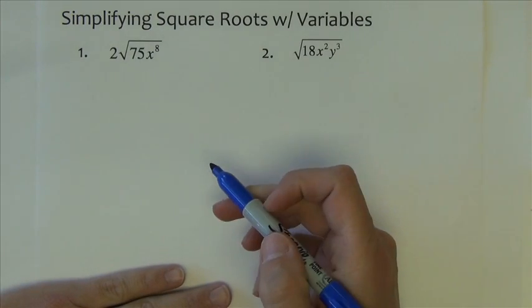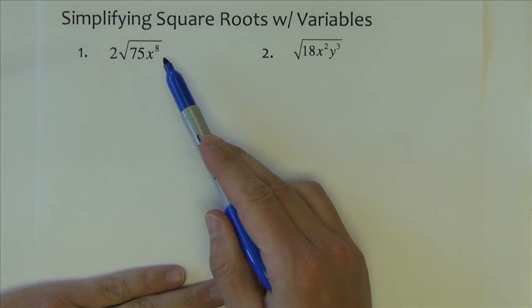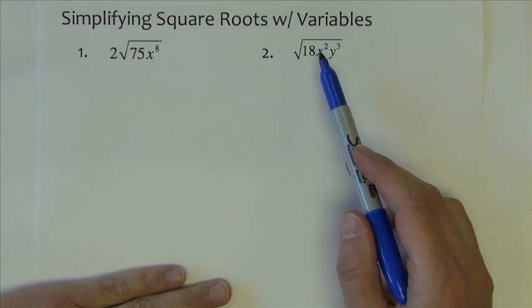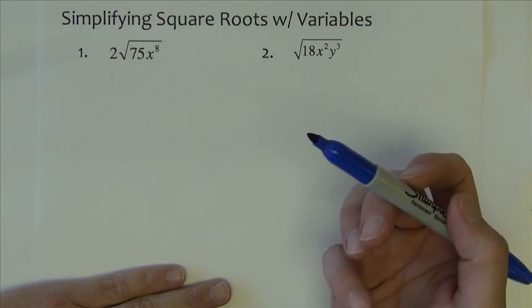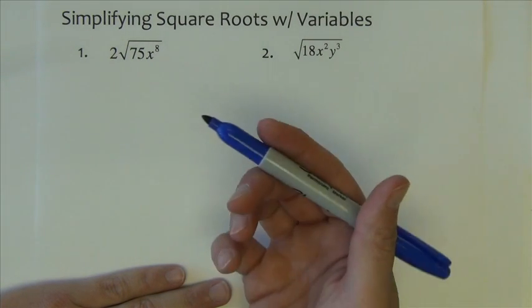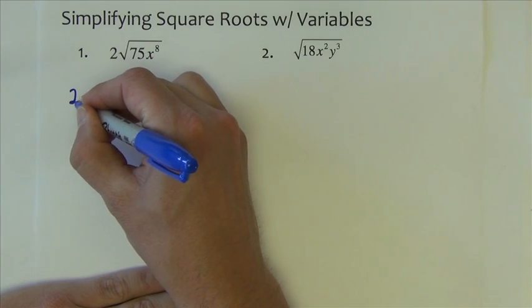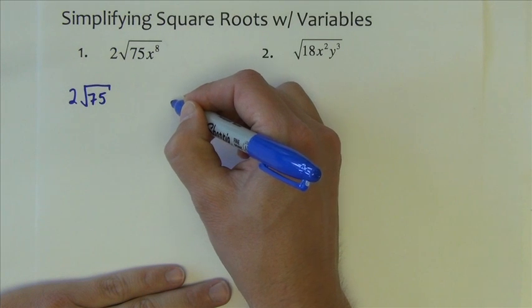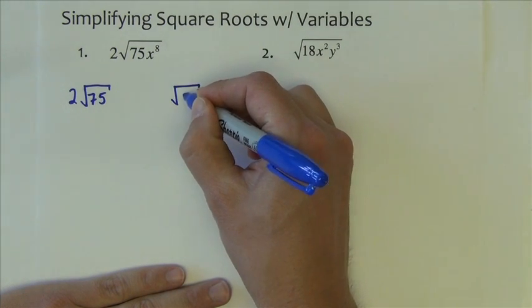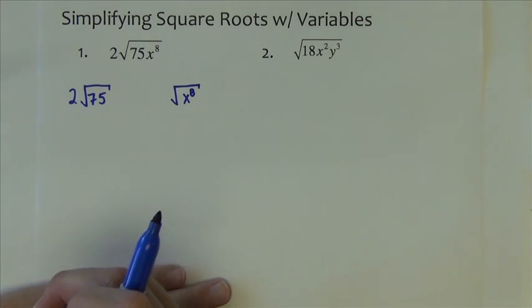Well, so now what about a square root that has variables underneath them? Here we see this x to the 8th. Over here we see this x squared y cubed. How are we going to deal with those? Let me show the first example just by maybe splitting it up into two separate problems that we can then just put together in the end. Let's look at 2 times the square root of 75, and let's look at the square root of x to the 8th. We can just put their answers back together at the end.